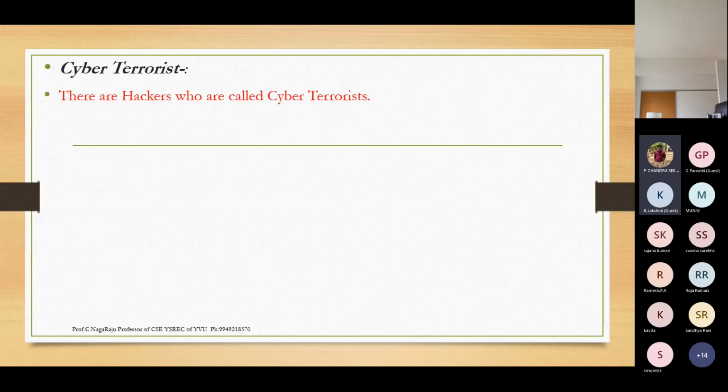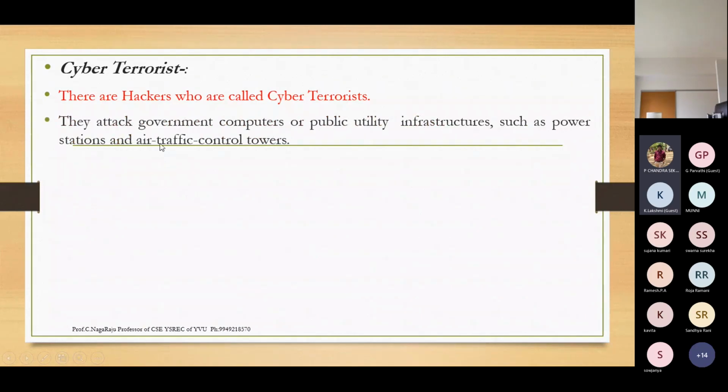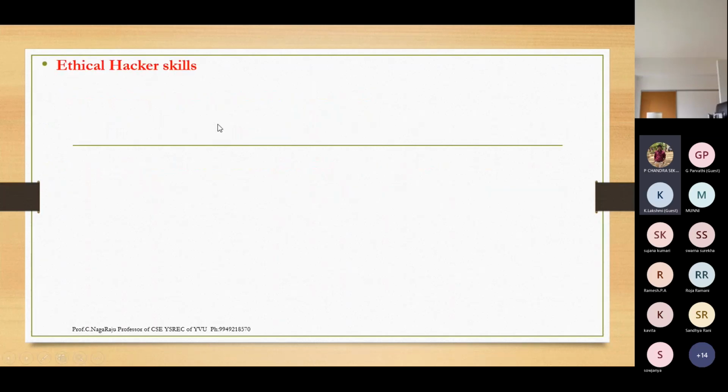Another kind of hacker is the cyber terrorist. These hackers are called cyber terrorists. Cyber terrorists concentrate only on government properties, not on private properties. They attack government computers or public utility infrastructure such as power stations, air traffic control, or police stations. They crash critical systems or steal classified government information. They can target only government organizations and government people. These are called cyber terrorists, right?